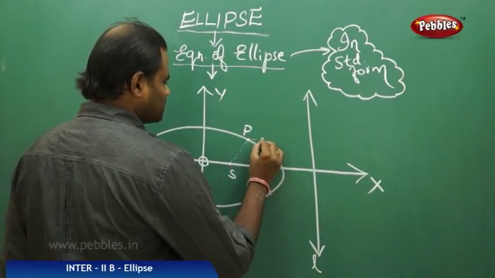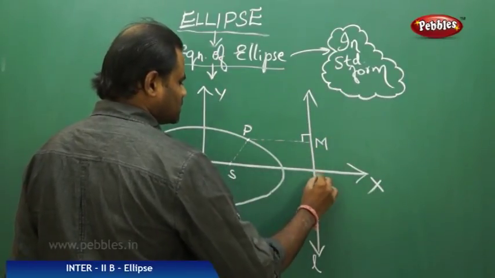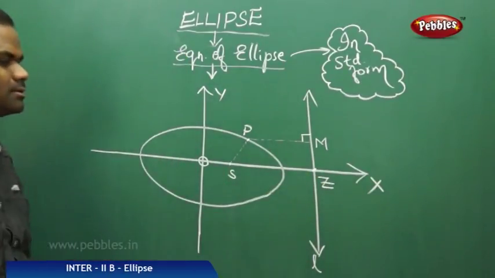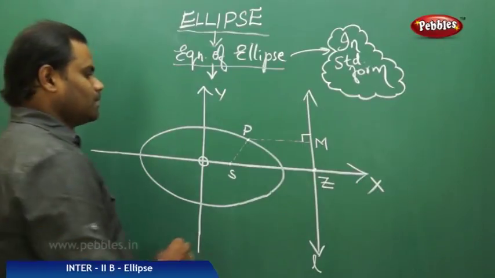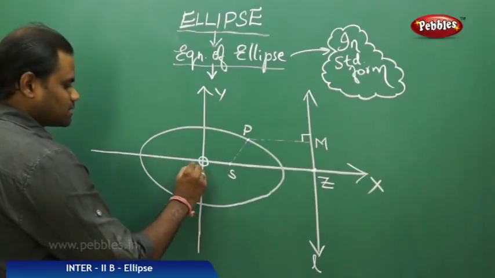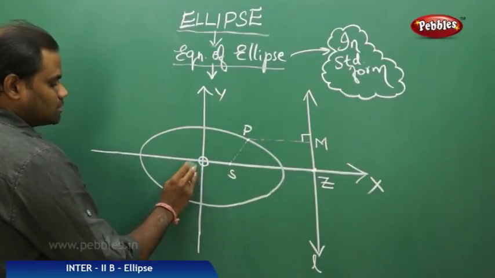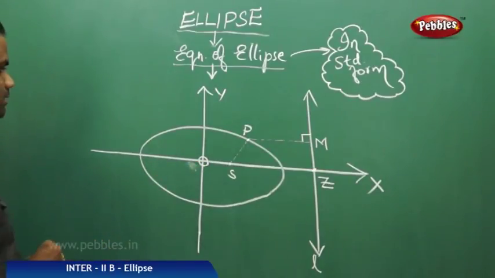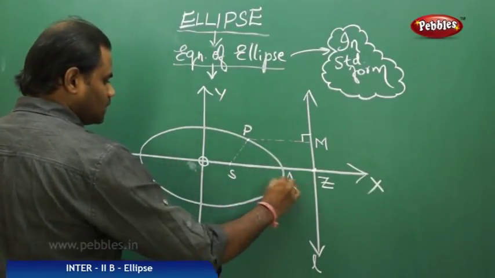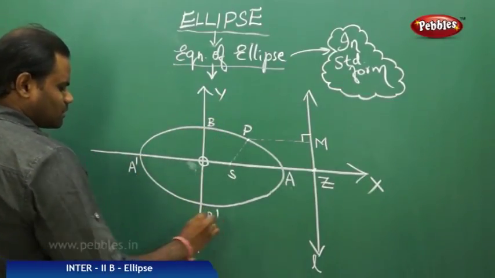This is joined by SP and PM, and this is the point of intersection of the axis and the directrix. So Z is the foot of perpendicular from the focus to the directrix, and this is the vertex of the ellipse, or this is where the center of the ellipse is, and I have A dash, and this is B dash.